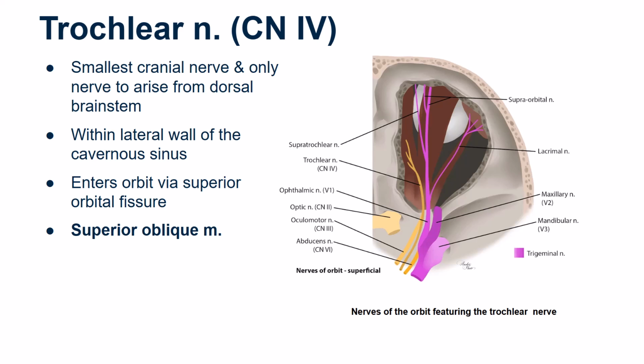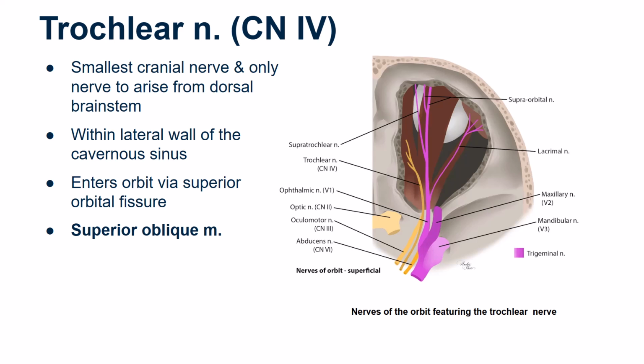Next up, the trochlear nerve, cranial nerve 4. Its claim to fame is that it is the smallest cranial nerve and the only cranial nerve to arise from the dorsal brainstem. It also travels within the lateral wall of the cavernous sinus and is therefore susceptible to a cavernous sinus thrombosis, but not as susceptible as the abducens. And it enters the orbit through the superior orbital fissure.